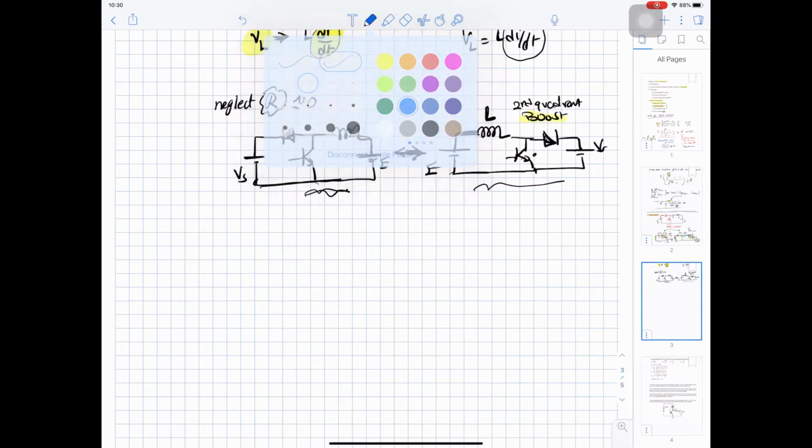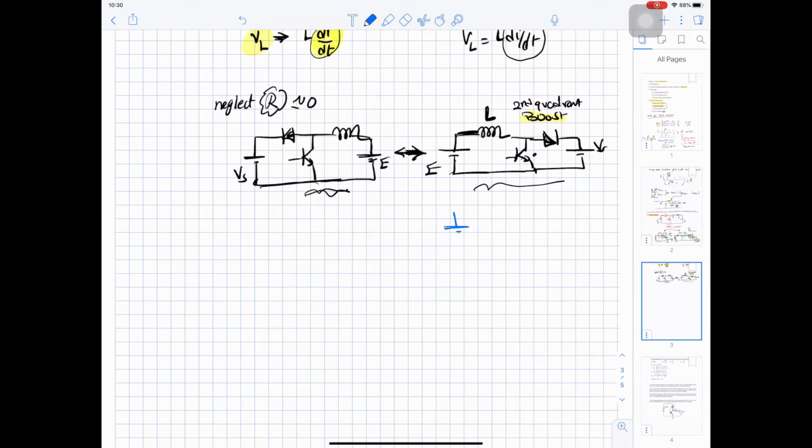If we compare this to the first quadrant, we have V source, we have switch, the diode, the inductor, and our E if we are neglecting R. So the interchange of the three elements, L, diode and switch can change between boost and buck. For the boost, you have the inductance, then the switch. For buck, you have the switch, then the diode and the inductance.